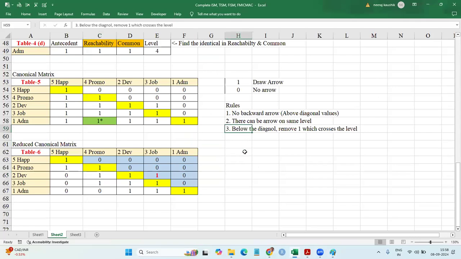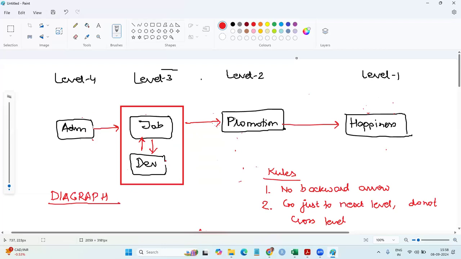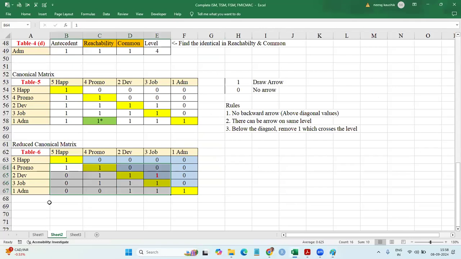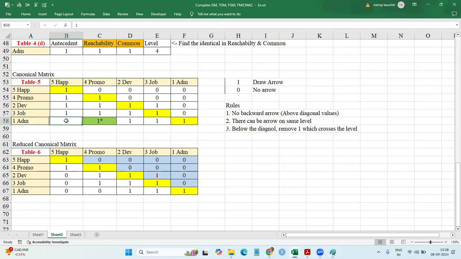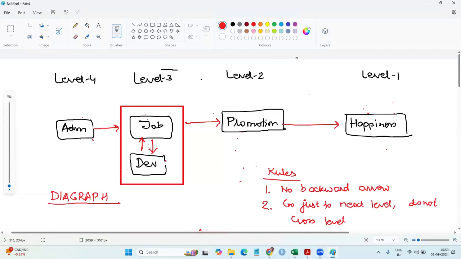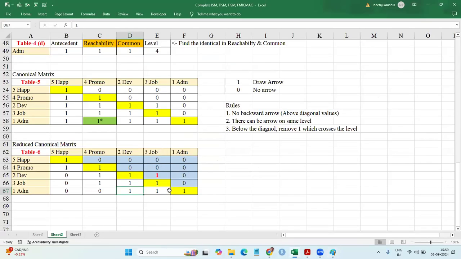Look at rule number 3 once again, below the diagonal. Below the diagonal, you cannot go to the next level. From admission to promotion, admission to happiness, you should not go. So only the next level is from admission to job and development. So how to read it? From happiness, look, read it. It was saying from admission to happiness, make it 0, level crossing. From admission to promotion, level crossing, make it 0. From admission to development, allowed, because it's just the next level. From admission to job, admission to admission.